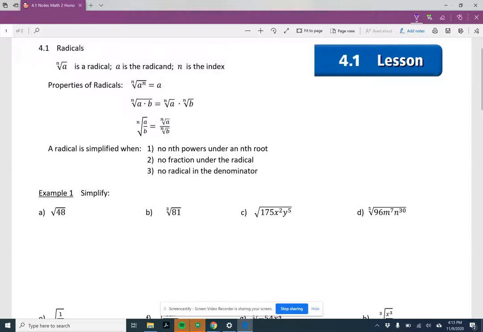All right, we're going to talk about radicals again. Some of this is review, some is not. The nth root of a is a radical. So I'm reading right here. The nth root of a is a radical. A is the radicand, n is the index.